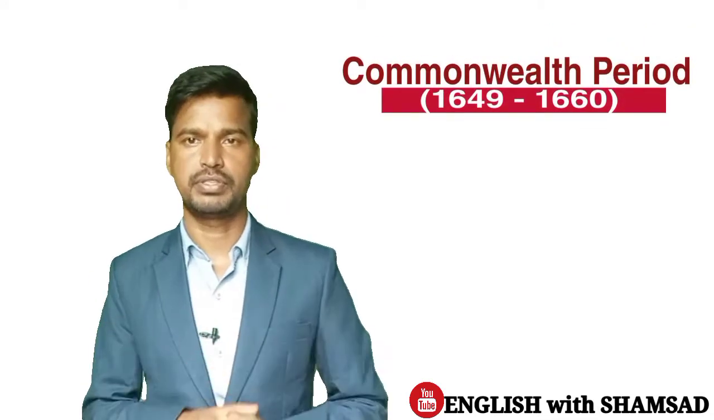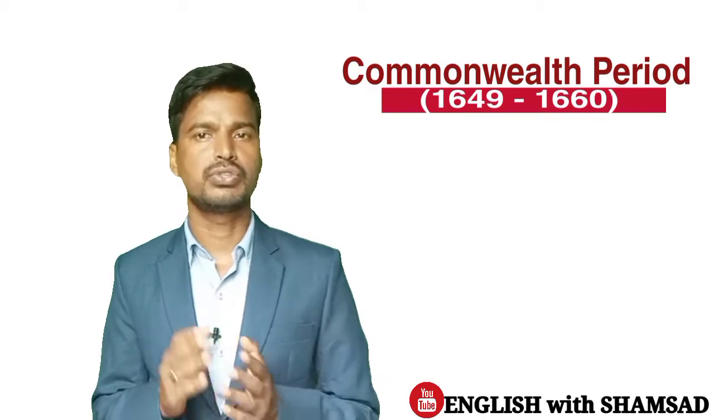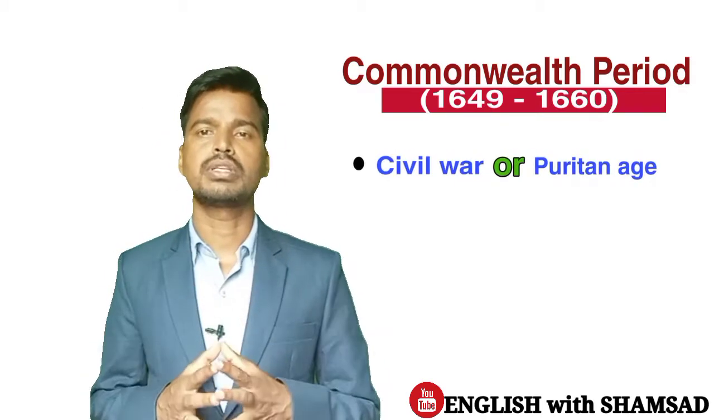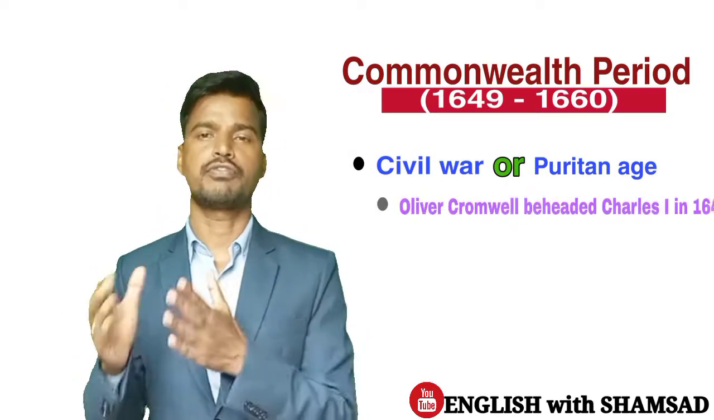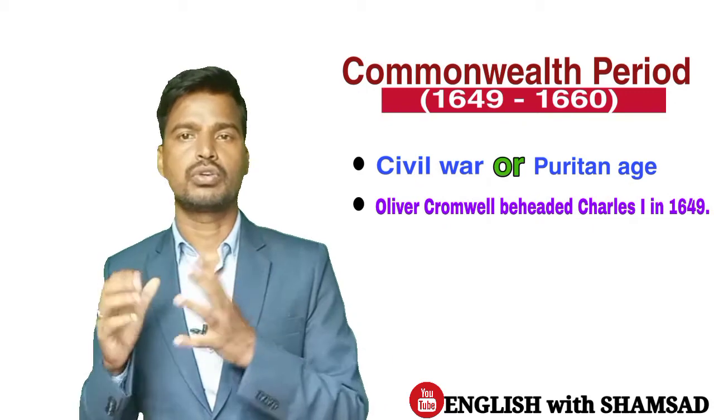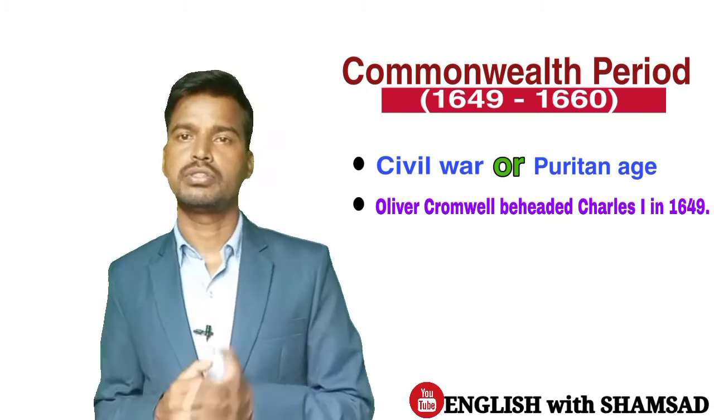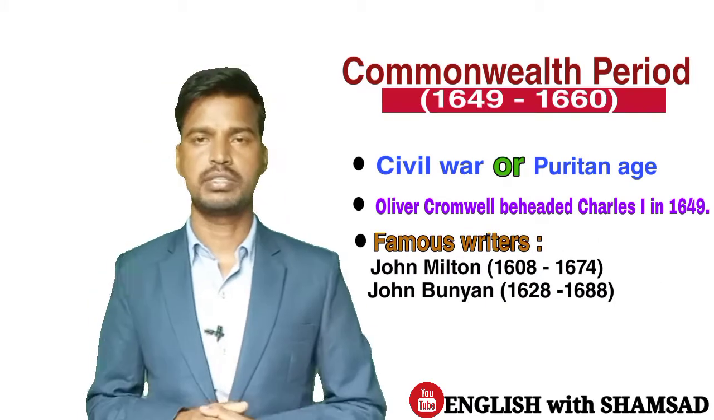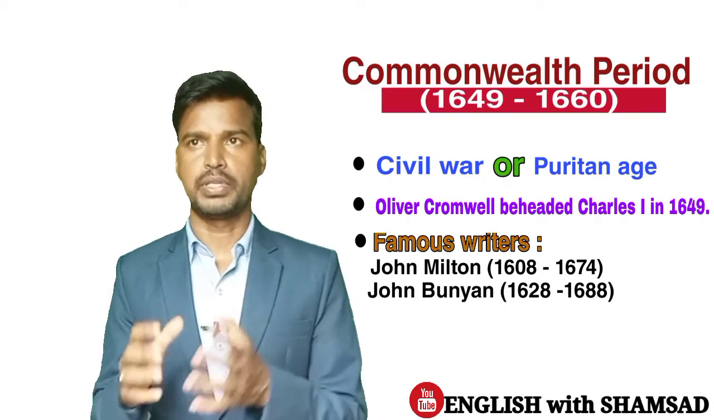Next age is Commonwealth period. Time duration is 1649 to 1660. This is also called Civil War age or Puritan age. In 1649, Oliver Cromwell beheaded Charles I and then civil war started in England. Famous writers of this age: John Milton and John Bunyan.